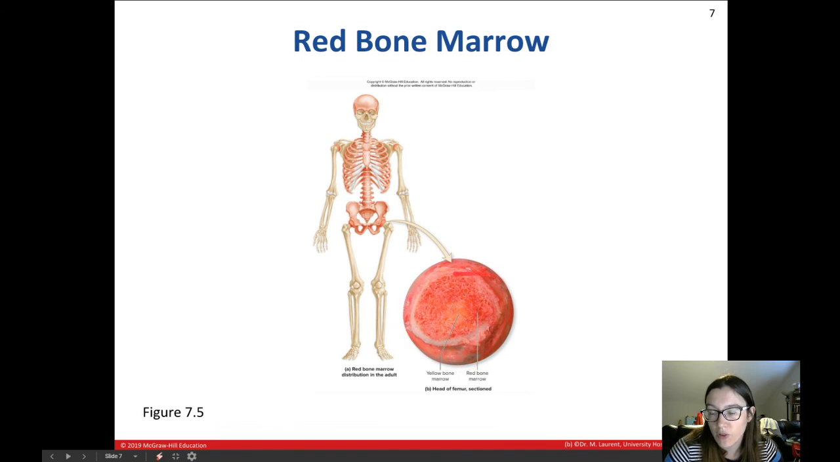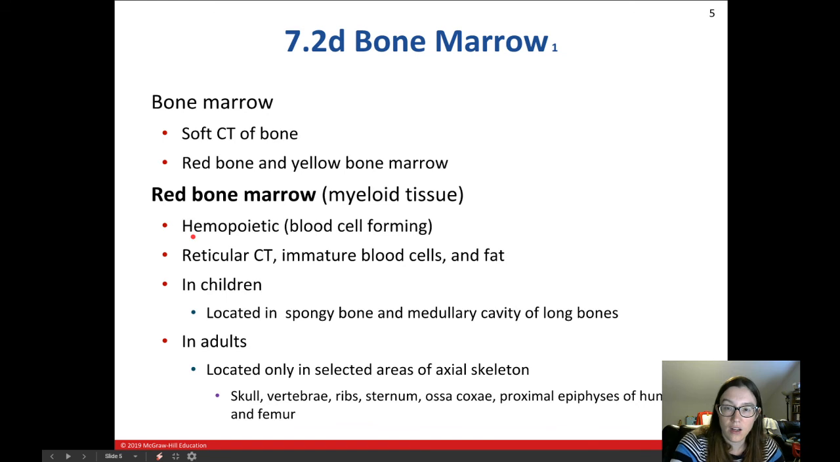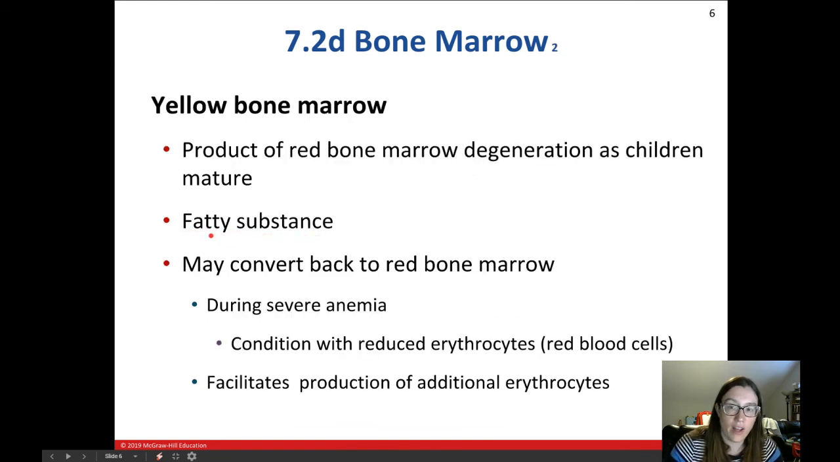And we can see in this picture here, the red bone marrow is going to be this outer stuff. It's mostly that myeloid blood cell forming tissue, and we have a little bit of yellow bone marrow in the middle that is mostly filled with adipose connective tissue, and that's going to be important for storing energy. And so the yellow bone marrow is actually a product of red bone marrow degeneration as children mature. So we don't need as much blood cell forming tissue, and it's going to degenerate, and that myeloid tissue is replaced by a fatty substance and some adipose tissue, where we've got a good area for fat storage. And so this may be able to convert back to red bone marrow if it's really needed.